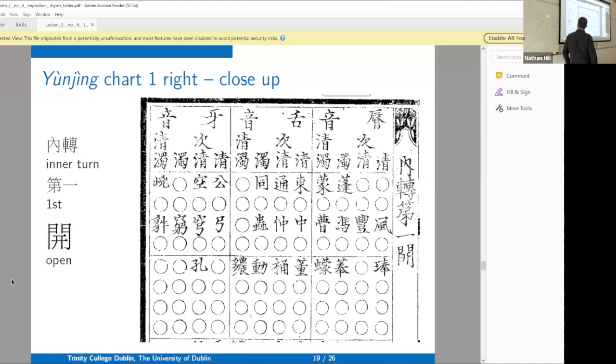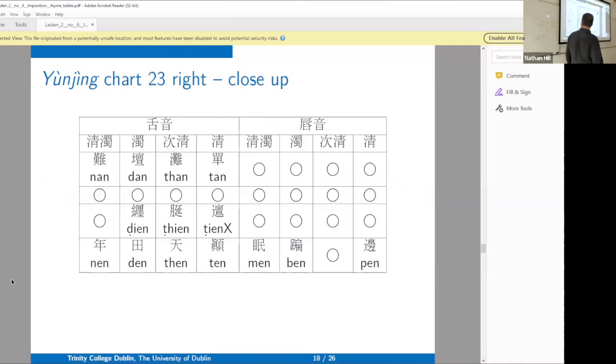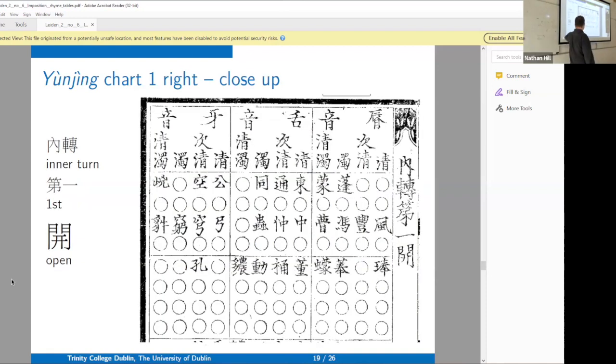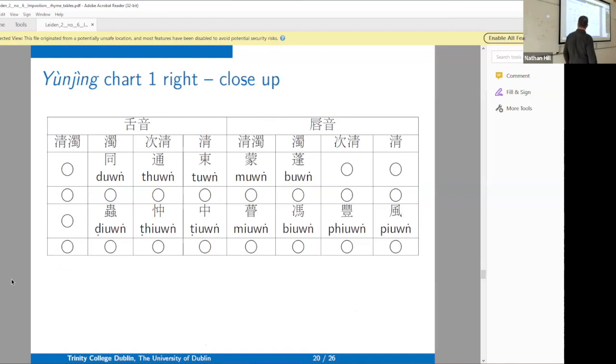Okay, and then here is the first page, which is inner turn. So now we've seen an outer turn and an inner turn, but this one is also open. And now let's look at it. Oh, there's a lot of W's there. But they're not medial W's, are they? That's a way that Baxter indexes certain rhymes. Basically, there are more rhyme distinctions before velar finals, and so we add this W to index these extra rhymes before velar finals. But it's still kaikou because it's not a medial W.